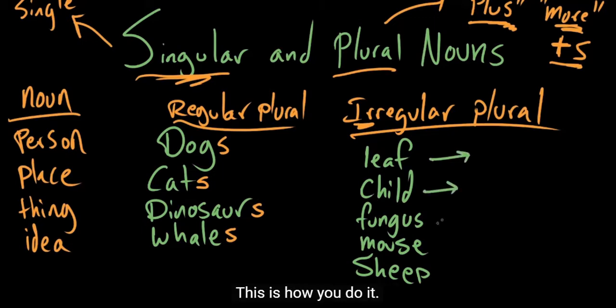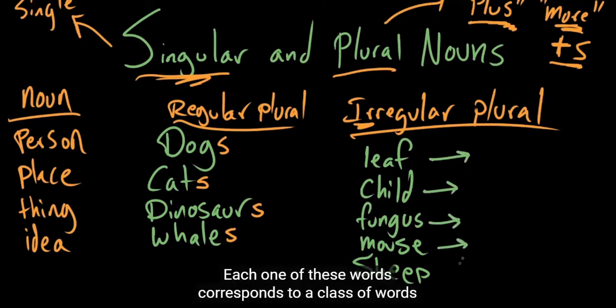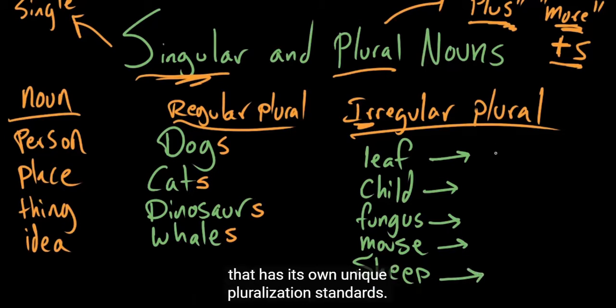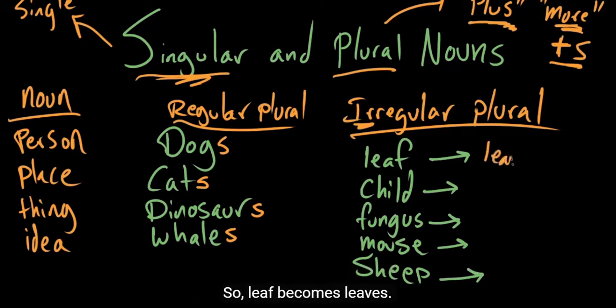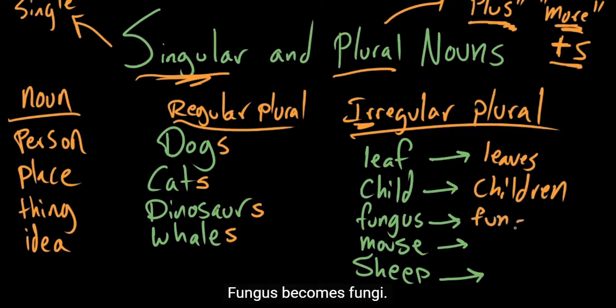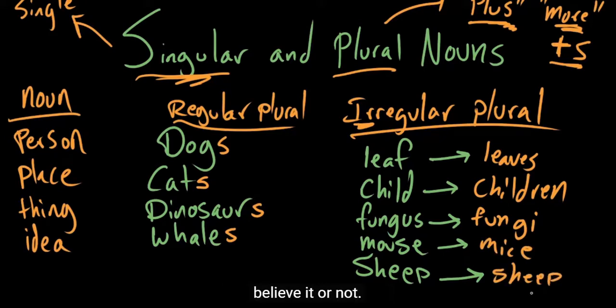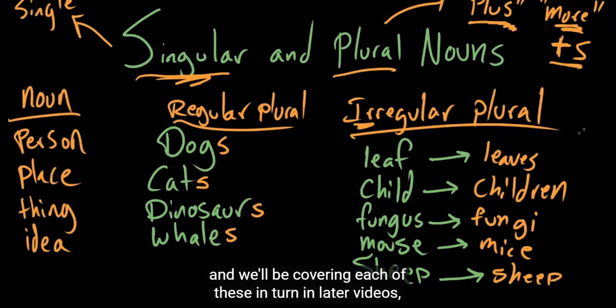This is how you do it. Each one of these words corresponds to a class of words that has its own unique pluralization standards. So leaf becomes leaves, child becomes children, fungus becomes fungi, mouse becomes mice, and sheep stays sheep, believe it or not. So these are the irregular plurals, and we'll be covering each of these in turn in later videos.